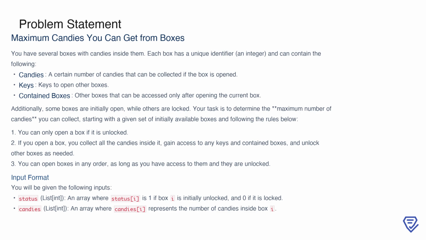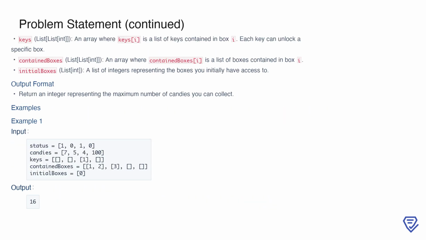Remember, the order in which you open boxes matters, and you can only open a box if it is unlocked and accessible. The inputs for this problem include several arrays. First, the status array indicates whether each box is initially unlocked, with a value of 1, or locked, with a 0. The candies array specifies the number of candies inside each box. Then, the keys array describes which keys are contained in each box, where keys[i] is a list of keys that can unlock specific boxes.